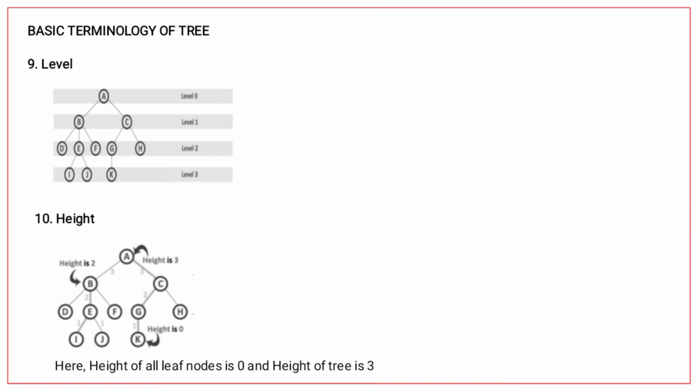Next is height. In a tree, the total number of edges from a leaf node to a particular node in the longest path is called the height of that node. In a tree, the height of the tree is the height of the root node. See the figure. Here, the height of all leaf nodes is 0 and the height of the tree is 3.